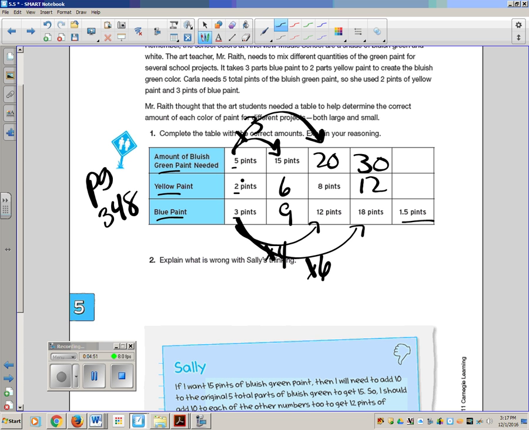And for the last column, what's the relationship between 1.5 and 3? It's half. Then you divide by 2 or multiply by a half. It's the same thing. Half of 2 is 1. Half of 5 is 2.5.